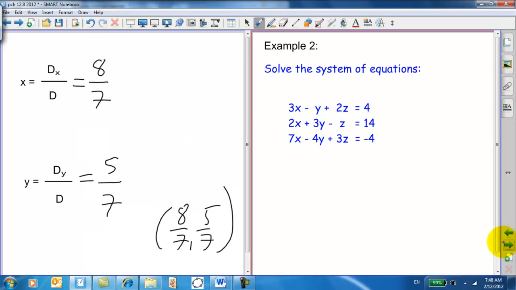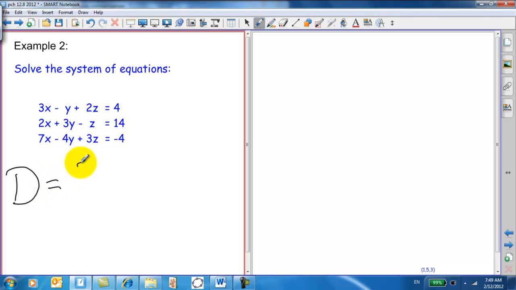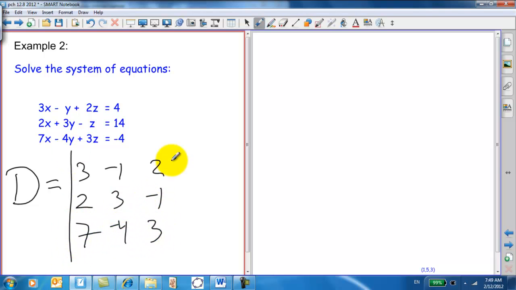Now, let's see how this works on a bigger system. Solve this system of equations. So we're going to need a lot of matrices here. First of all, you've got your D, and that's 3, negative 1, 2, 2, 3, negative 1, 7, negative 4, 3. And I'm going to let you do this one on your calculator, okay?